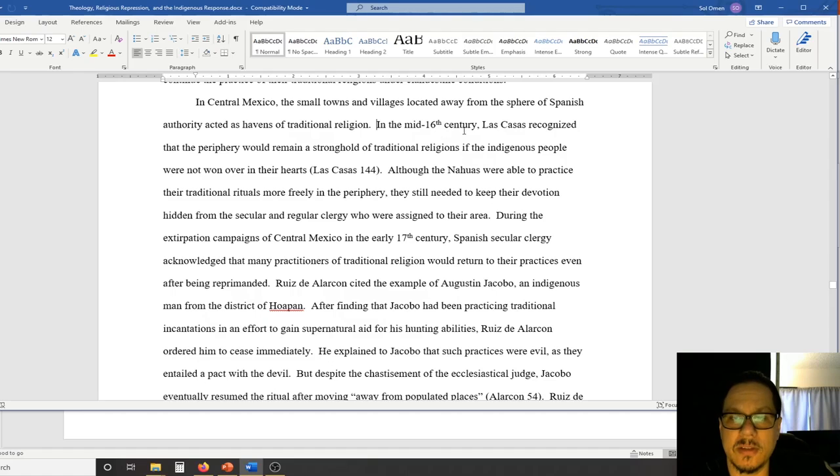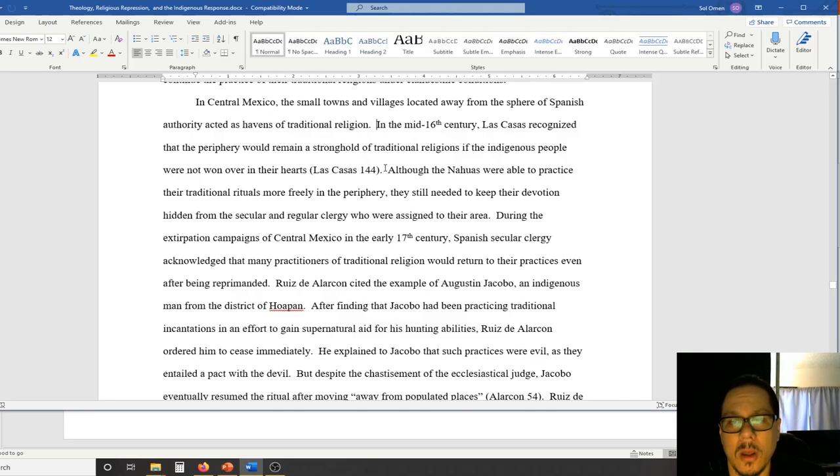"In the mid-16th century, Las Casas," this is a priest, "Las Casas recognized that the periphery would remain a stronghold of traditional religions if the indigenous people were not won over in their hearts." So here's a piece of evidence showing that a priest from that time period is saying that, yeah, they're going to practice their traditional religions on the outskirts, in the periphery, unless we really convert them to Catholicism. Okay, so that's one of my pieces of evidence proving my topic sentence.